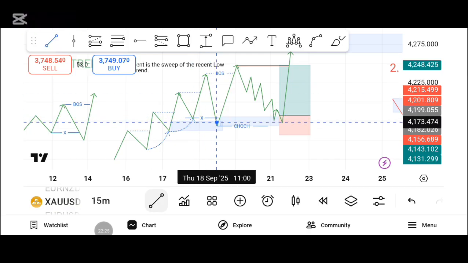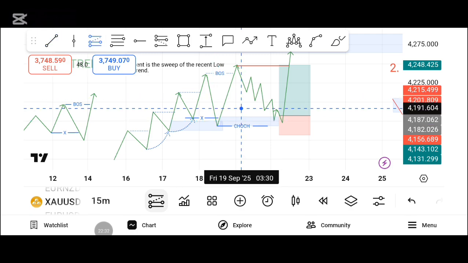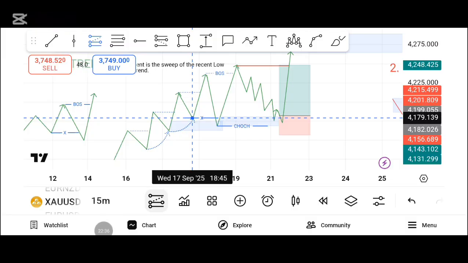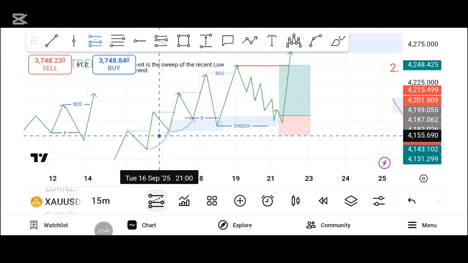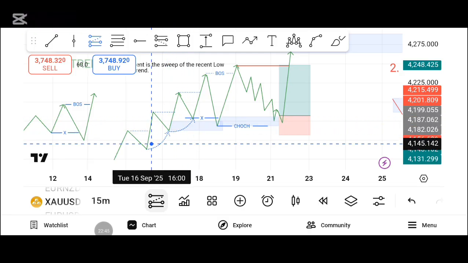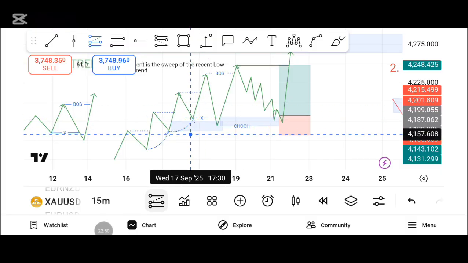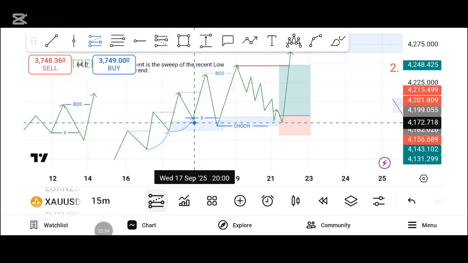So this is when we are interested to take our trade from here, because price is taking out this inducement. Inducement sits at every low. But we only want to take a trade when price comes down to take out this inducement.